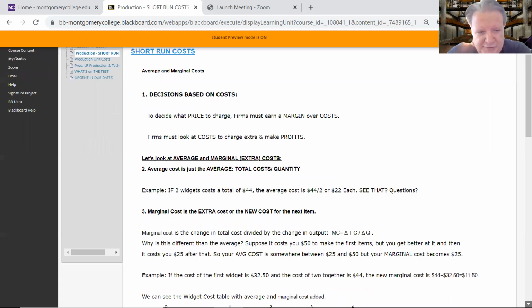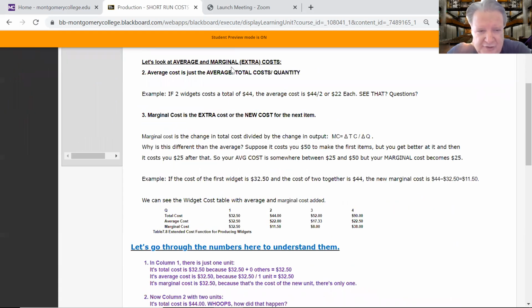Let's look at average and marginal cost. Average cost is just the total of your costs divided by your quantity. So for example, if 2 widgets cost $44, the average cost is $44 divided by the 2 that you bought. So they cost you $22 each. Do we see that? Very simple. An average is something you have learned in school. Marginal cost is new. It's the new cost for the next item.